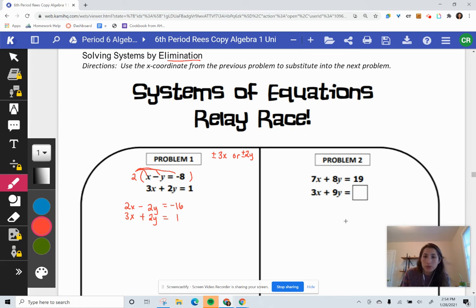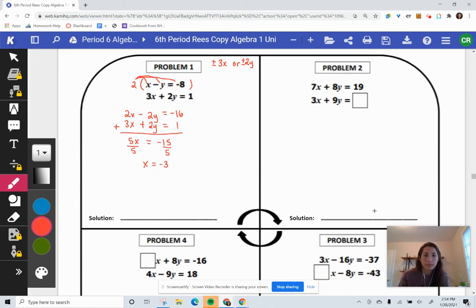Now we've created two equations that will eliminate with each other, so we can add them together. This becomes 5x. When we add the y's, it's 0. And then we get -15. We can divide both sides by 5, which gives us x equals -3. Then we want to make the whole solution here, so -3 comma.